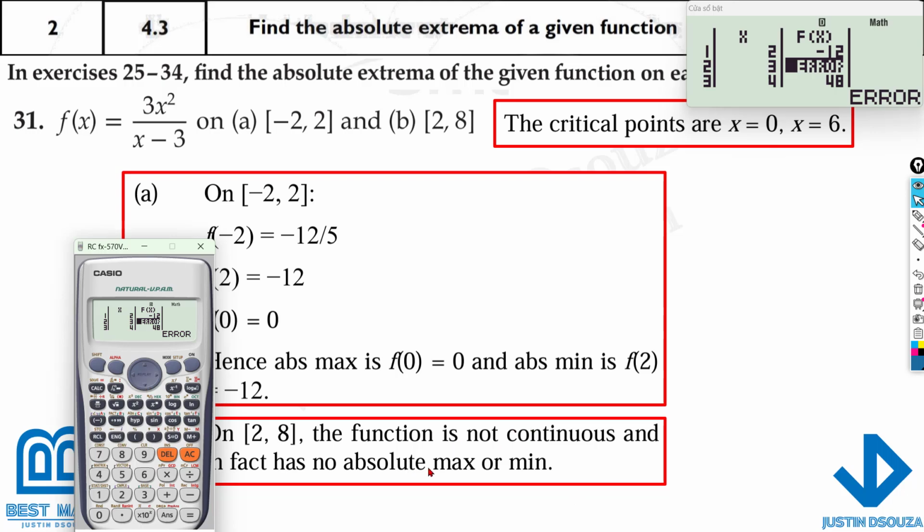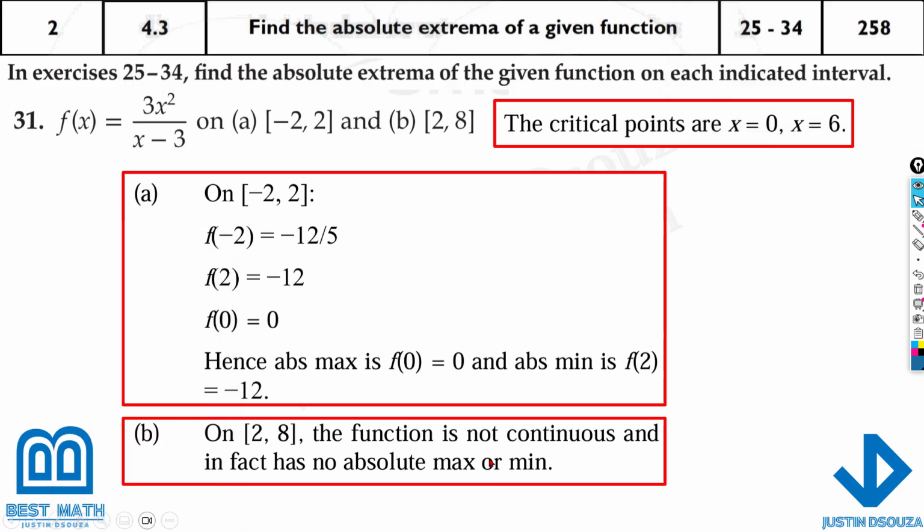Why? Because there cannot be an absolute maximum nor minimum. There is no max or minimum. Why? Because of the asymptote, it goes to infinity, right? Because we get an error in the calculator, we can check it out. So when we get the error, it's not continuous.